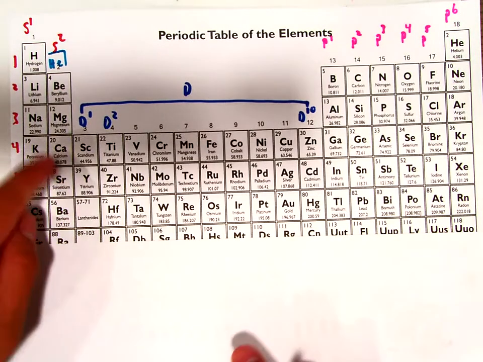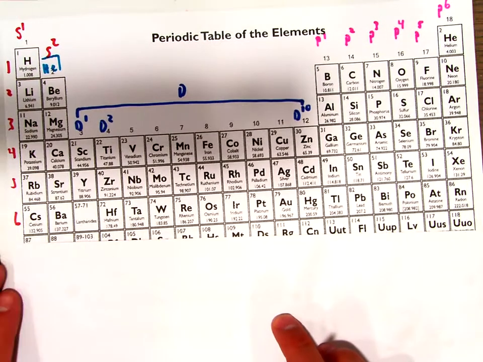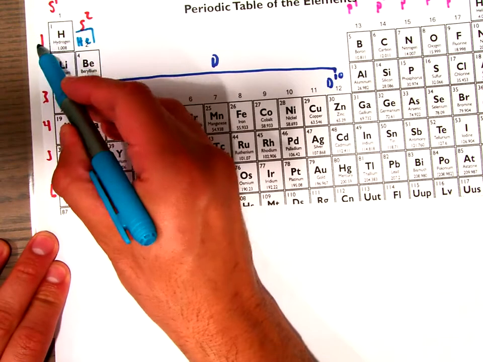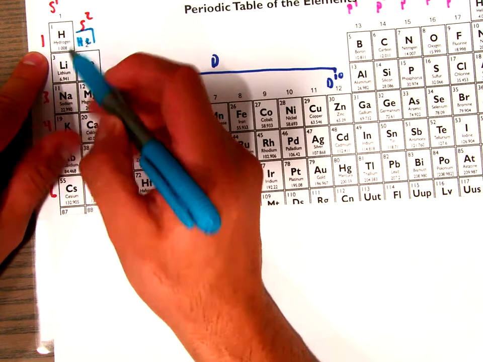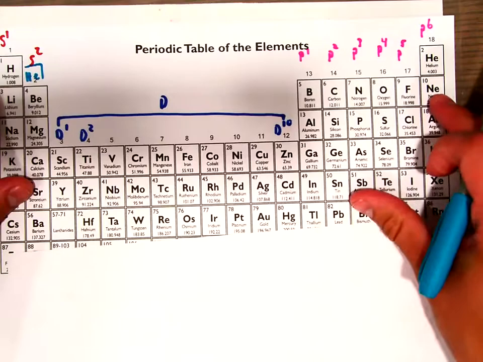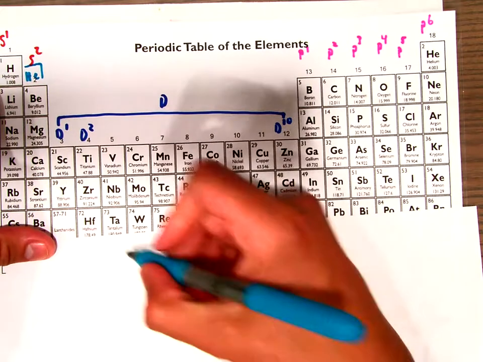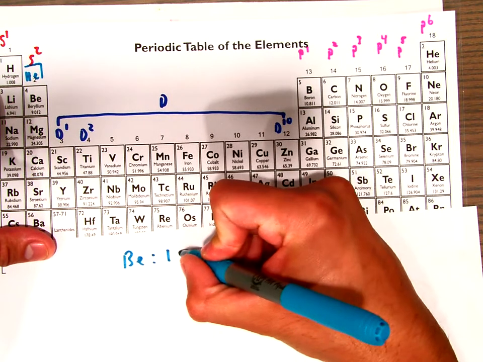Okay, so let's do beryllium. Beryllium has 4 electrons, so I want to show the configuration for it. First I start here. I go 1s1. That orbital will be filled up, 1s2. 1s1 and then 1s2. That's filled up, so I'm going to write that down for beryllium: 1s2.